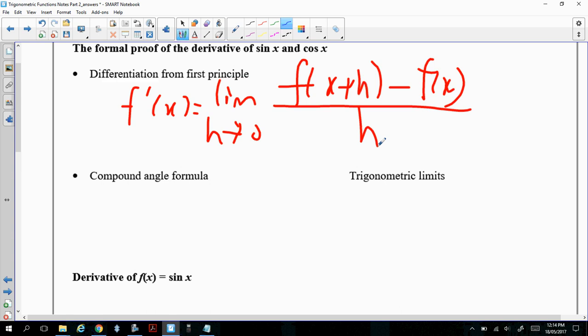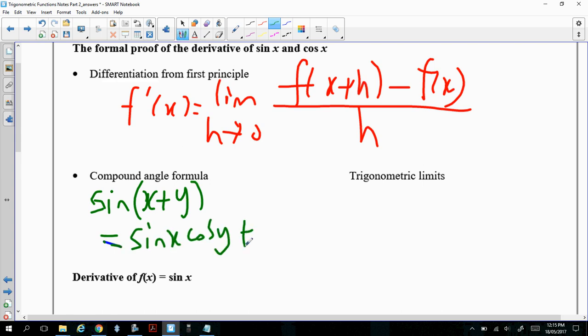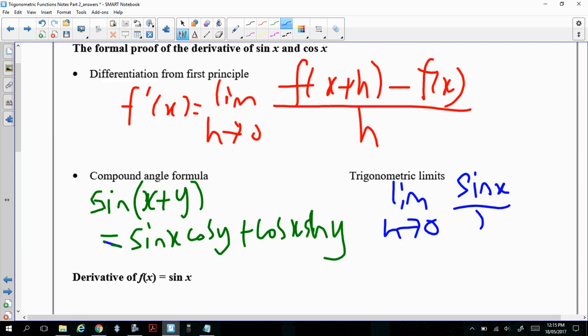We'll also need to use the compound angle formula. Let's write it down. It's on the formula sheet: sine of x plus y equals sine x cos y plus cos x sine y. And we also need this special limit that we just learned in this course: the limit as h approaches 0 of sine x over x equals 1. So we need to use all 3 results in order to prove the derivative of sine x.